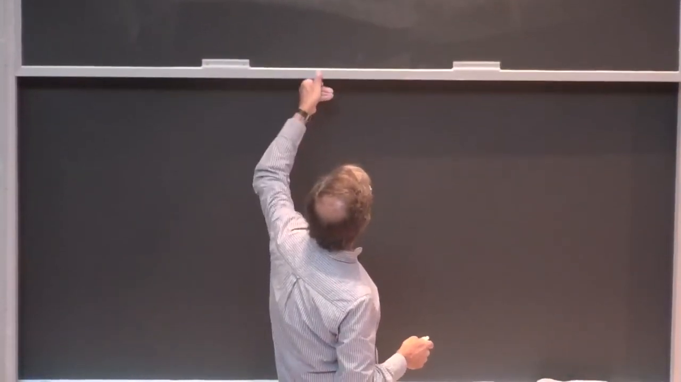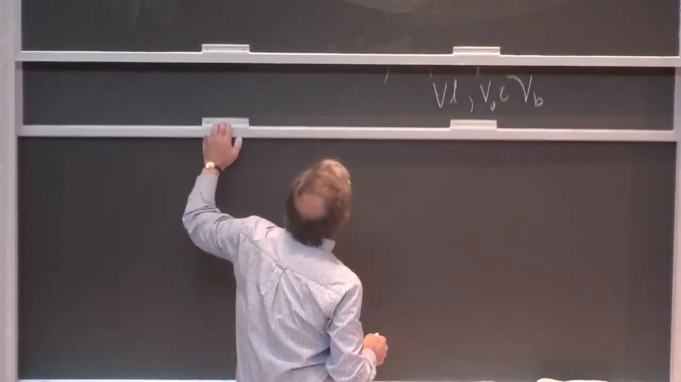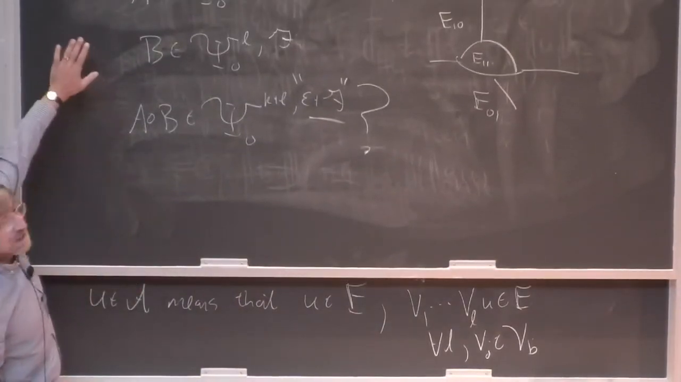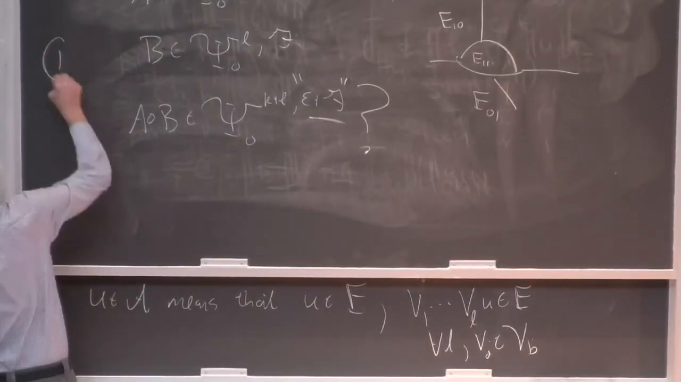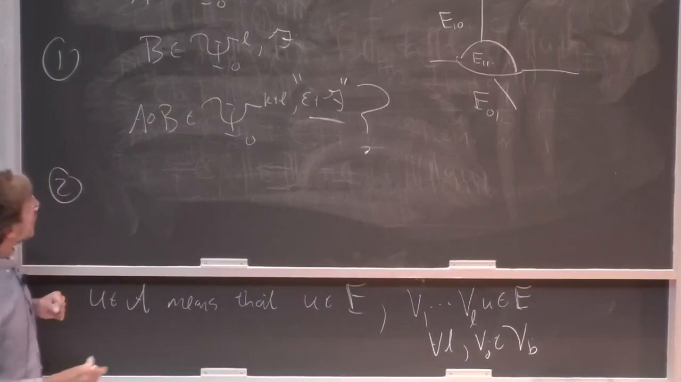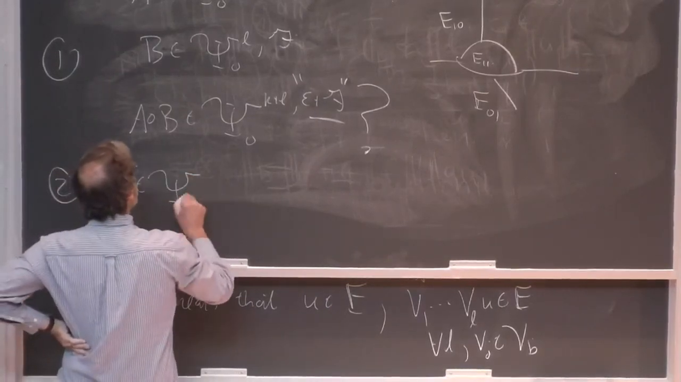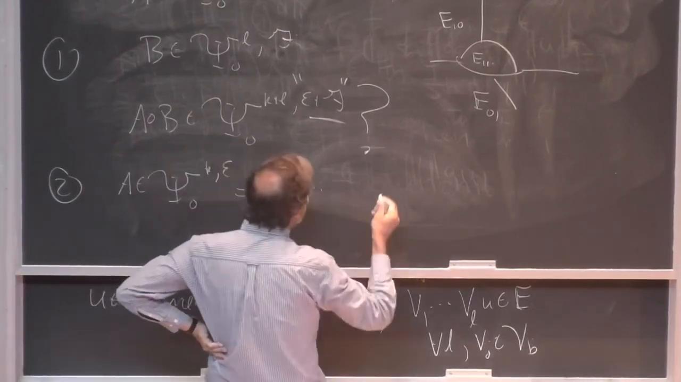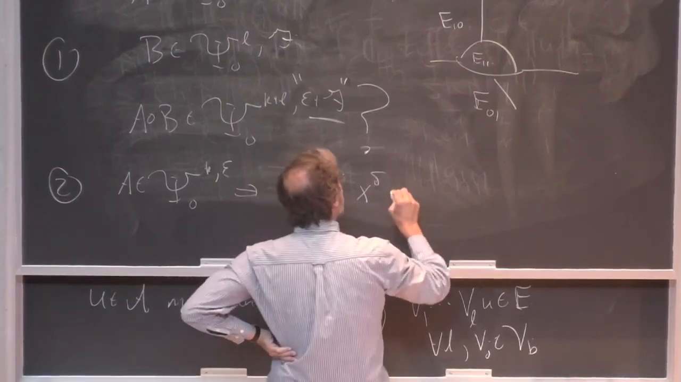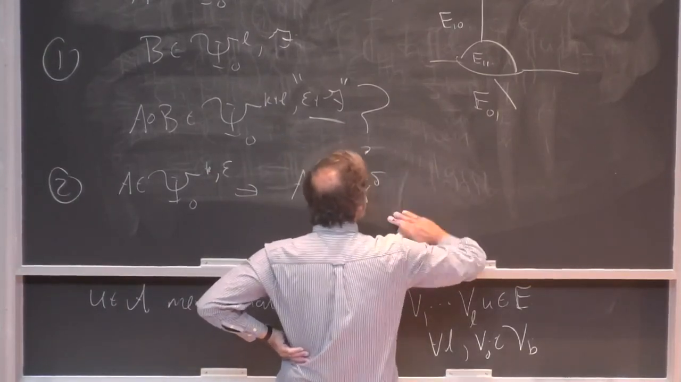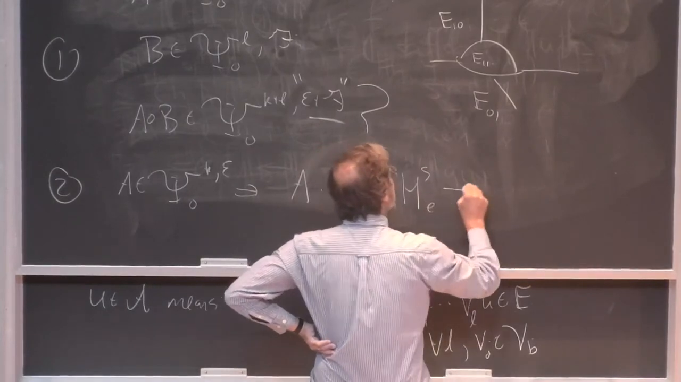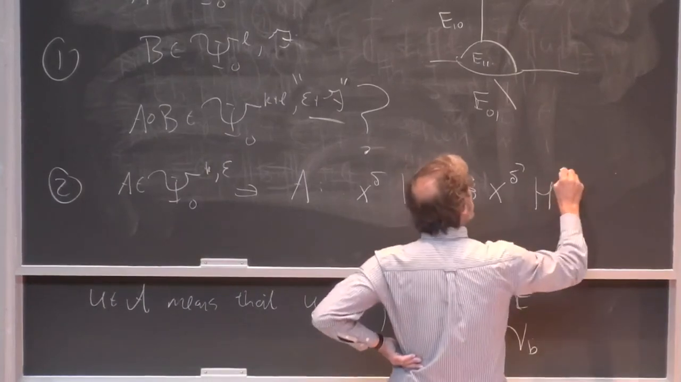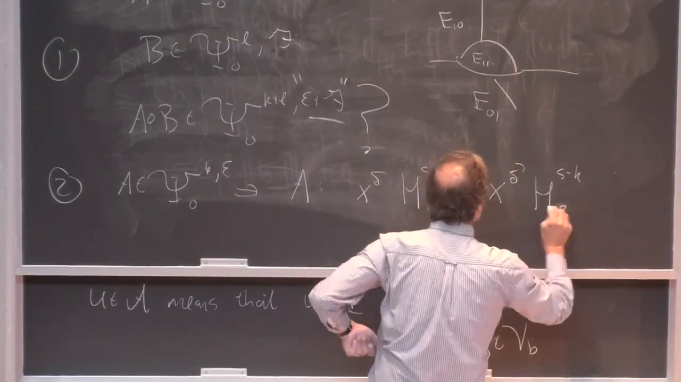Okay, so how would you prove such a theorem? There are two things that you want: composition, and the other thing is mapping properties. So you'd like to know that if A is in Psi^{0,K} with index set E, then A is a bounded operator, let's say from x^delta H^s_E to x^delta' H^{s-K}_E, more generally than just L2.